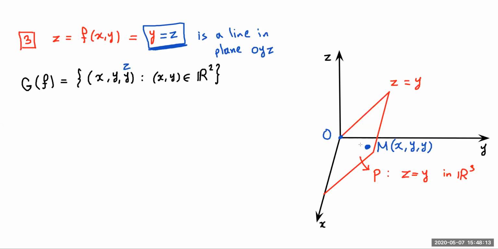Okay, because if I sketch a line like this, this point M and the point M0, the x of M0 is 0, but the y of M0 is the same as the y of M, and also the z of M0 is the same as the z of M, so 0, y, y. So the graph of my function, z equal y, is the plane sketched here in red.